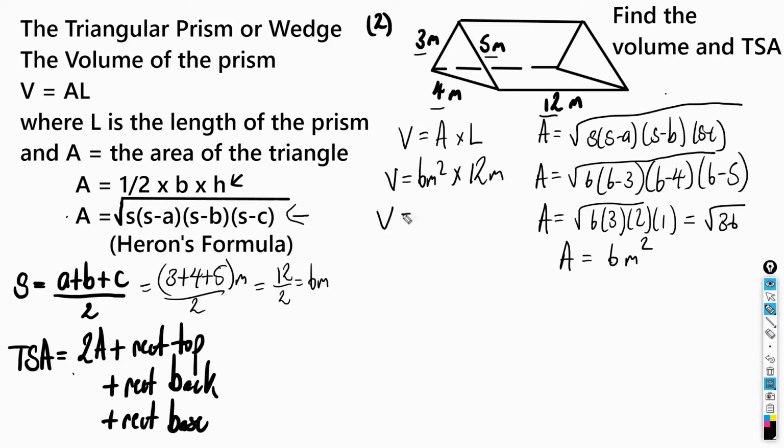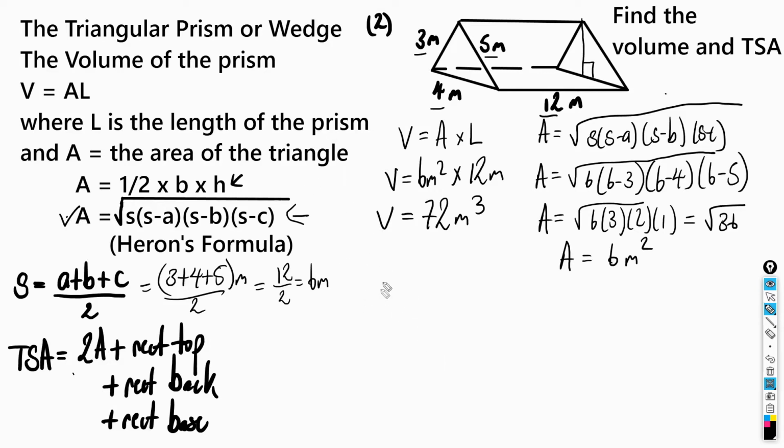So the volume is going to be equal to 6 times 12, which is 72 meters cubed, right? Cool. So in this case, guys, we did not need the perpendicular height. The reason why we didn't need the perpendicular height is because we already used Heron's formula to solve the question. So don't get confused when you don't get the height, guys. Continue to solve the question using Heron's formula.